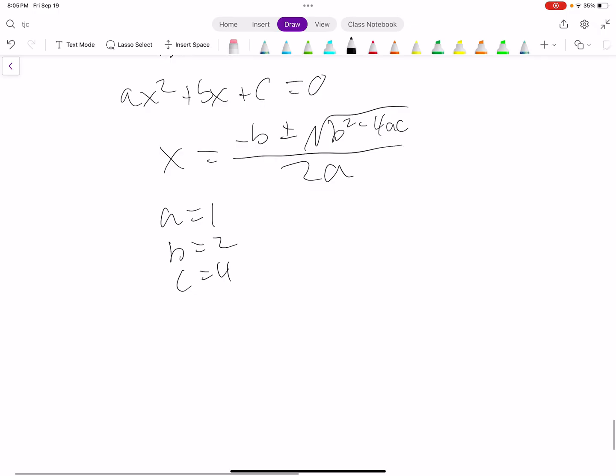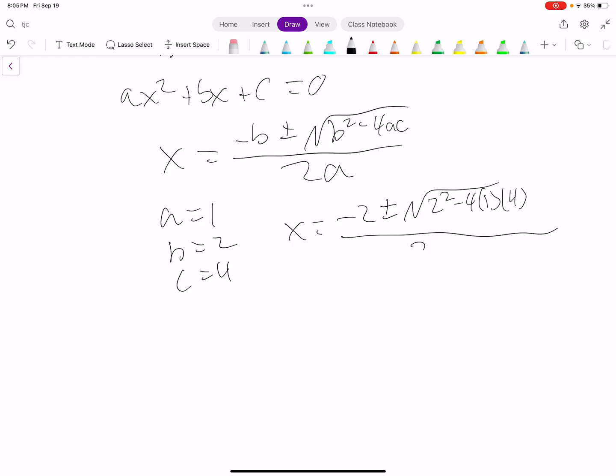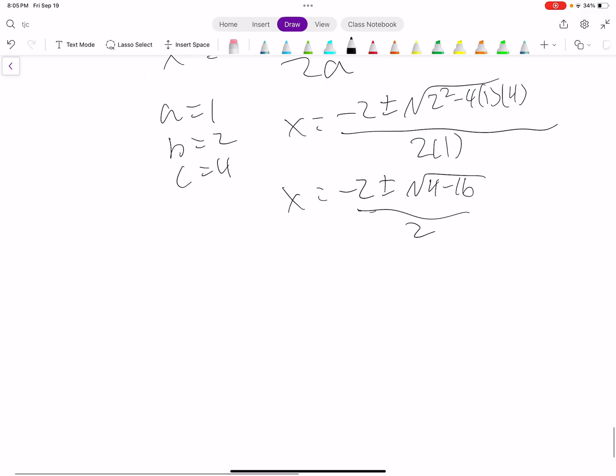Okay, so we're going to plug that all in, and we get x equals -2 plus or minus the square root of 2 squared minus 4 times 1 times 4, all over 2 times 1. This gives you x equals -2 plus or minus the square root of 4 minus 16, over 2, which gives you x equals -2 plus or minus the square root of -12, over 2. Now 12 is 4 times 3.